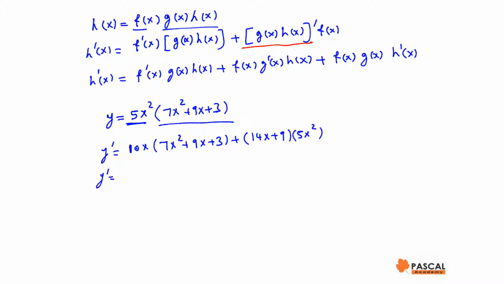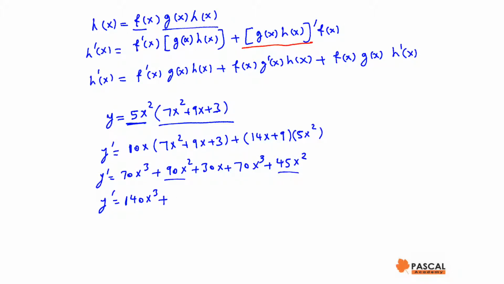This can be written as 70x^3 plus 90x^2 plus 30x plus 70x^3 plus 45x^2, which is the same as 140x^3 plus 135x^2 plus 30x.